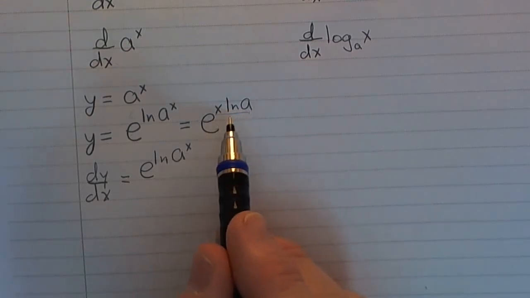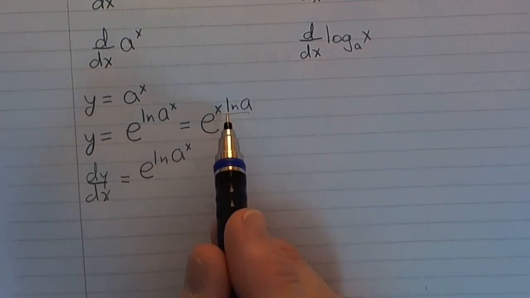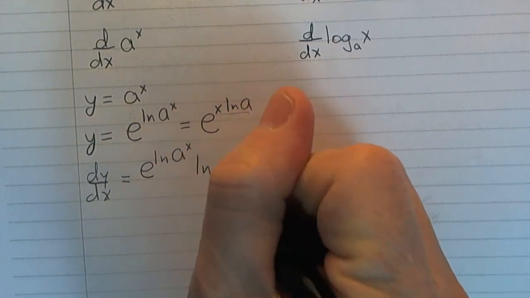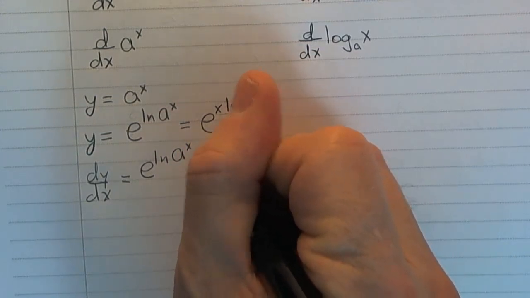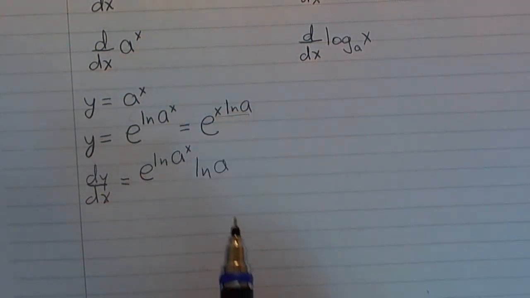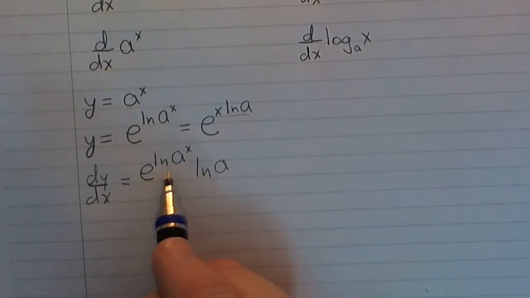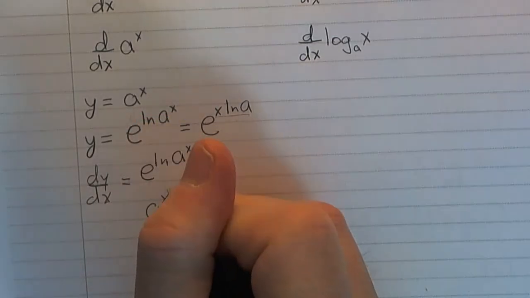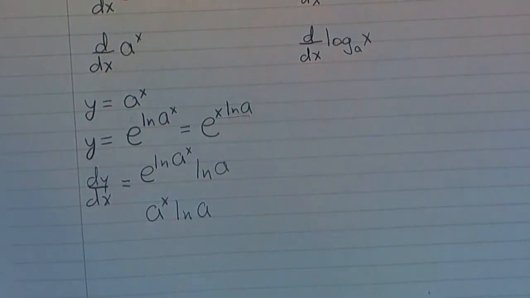Well, log a is just a constant. The derivative of 2x is 2. The derivative of 3x is 3. The derivative of x log a is just log a, because log a is the constant. So here's what we have. Now, let me just rewrite this the way it was earlier. I've got a to the x, that's what this is, times log a. That's the derivative right there.